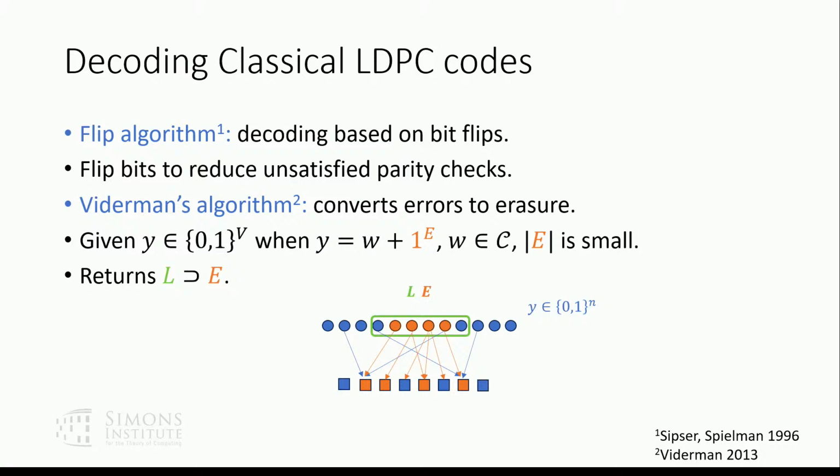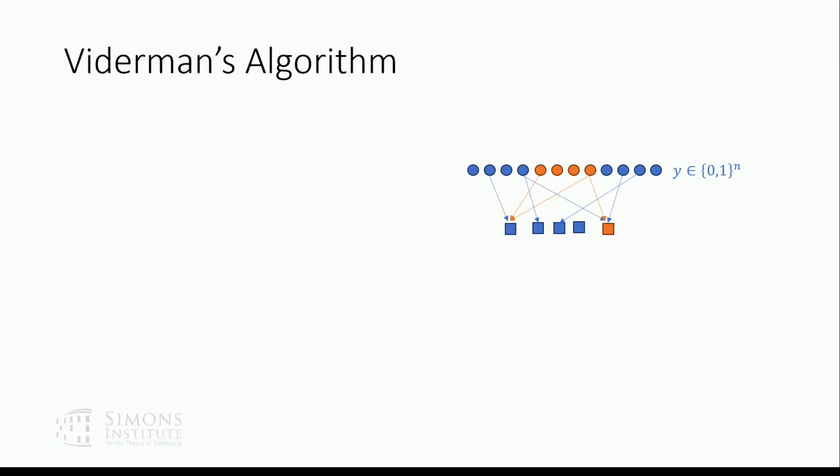So how does this algorithm work? It is very simple, so I'm going to describe it explicitly. We get some word, which is not a code word, has some noise. But obviously, we don't know which vertices are noise. What we do know is the set of unsatisfied parity checks. So the algorithm starts from this.